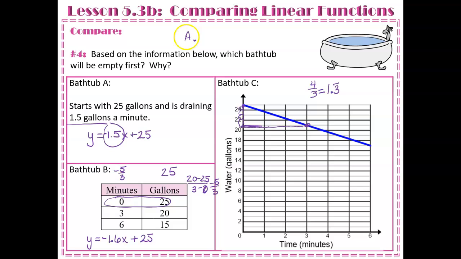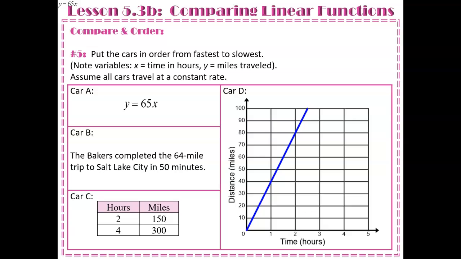Wait, nope. B is the winner. It's 1.6. Sorry. B will drain first because it has a higher rate. Negative 1.5, negative 1.6, and this one is negative 1.3. All right. Number 5, put the cars in order from fastest to slowest. It's important to note that X is time and Y is the miles.